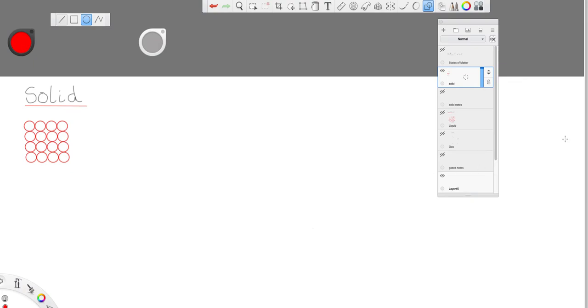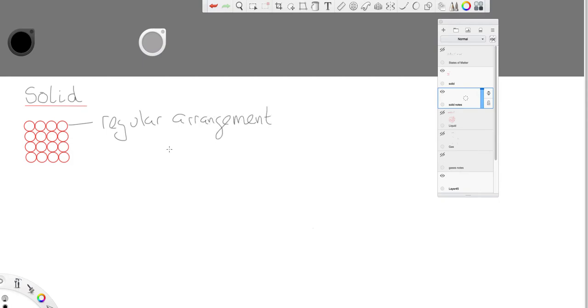Things to note about solids. We have a regular structure. There's the first thing. We have a regular arrangement of atoms or molecules. You would see this regular symmetrical arrangement right the way through the solid.